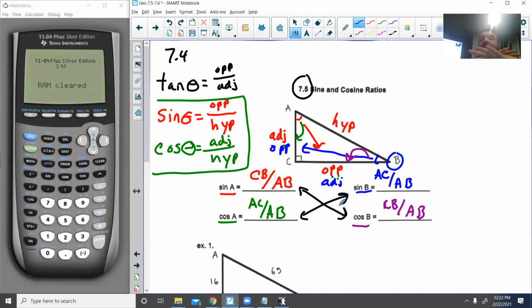I went through that fast. Any questions on labeling, identifying the fractions themselves, anything? No, we're good. All right. So let's go to a couple examples and then I'll teach you on the calculator.